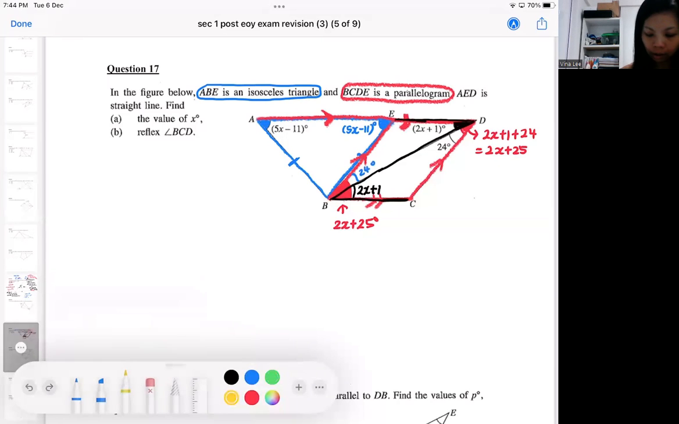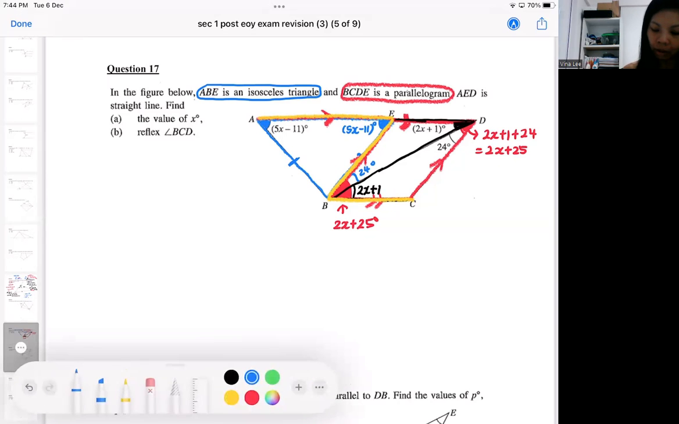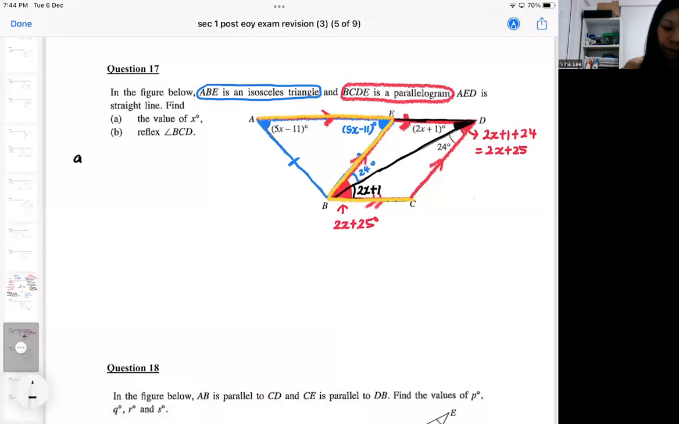If you look carefully, yes, there is. Just now I mentioned that it's a straight line. So there is a big alternate angle. I'm going to use this alternate angle to form my algebra. First of all, I've got to add up the angle first. So EBC is supposed to be 2x plus 1 plus 24.